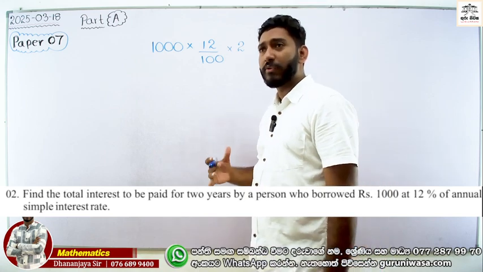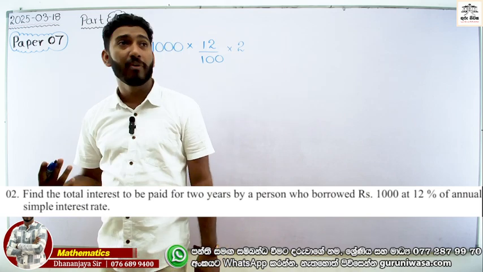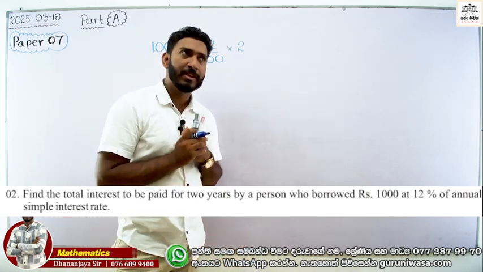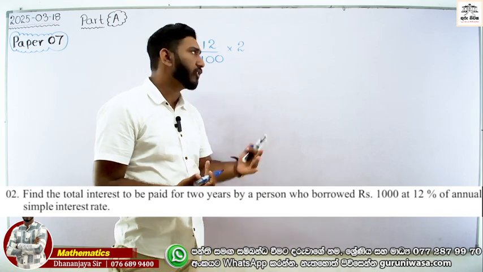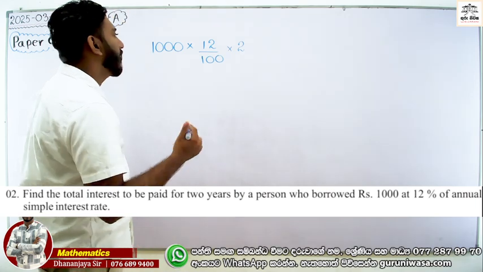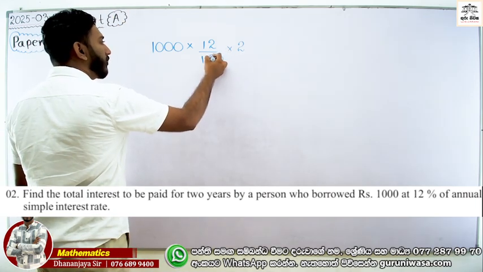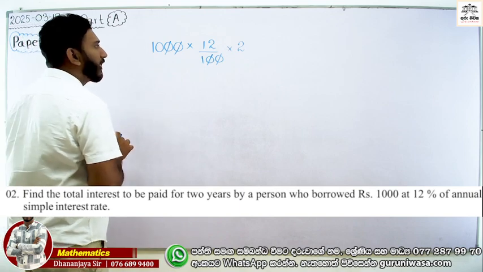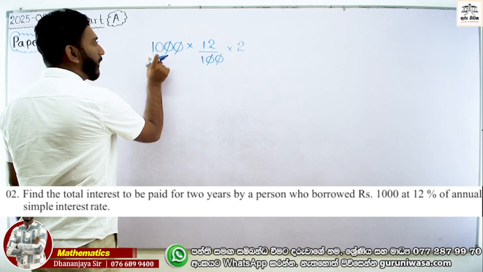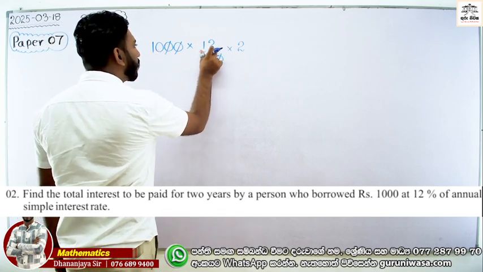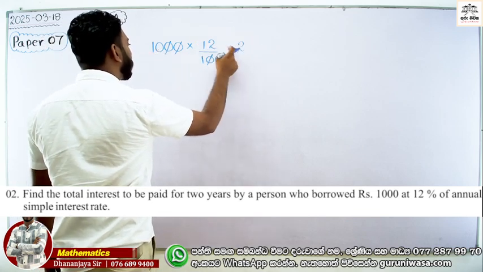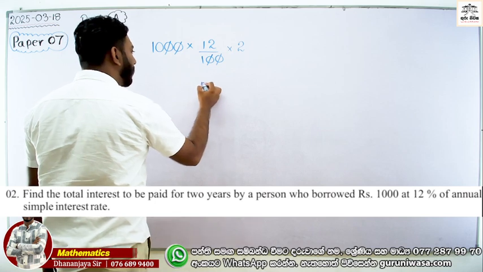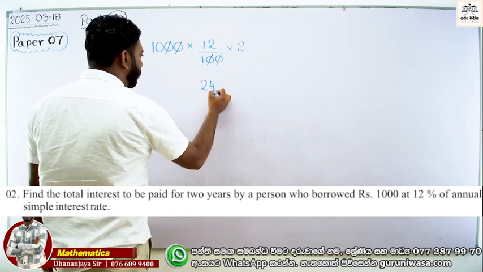Right? Then if the question becomes find the interest for 5 years, you need to multiply by the 5. Easy. Interest for 3 years, you need to multiply by the 3. Now, you have to simplify. Cancel the zeros, and now we are going to multiply. 10 into 20 into the 2 becomes 2 into 12 becomes 24. 24 multiplied by 10 becomes 240.